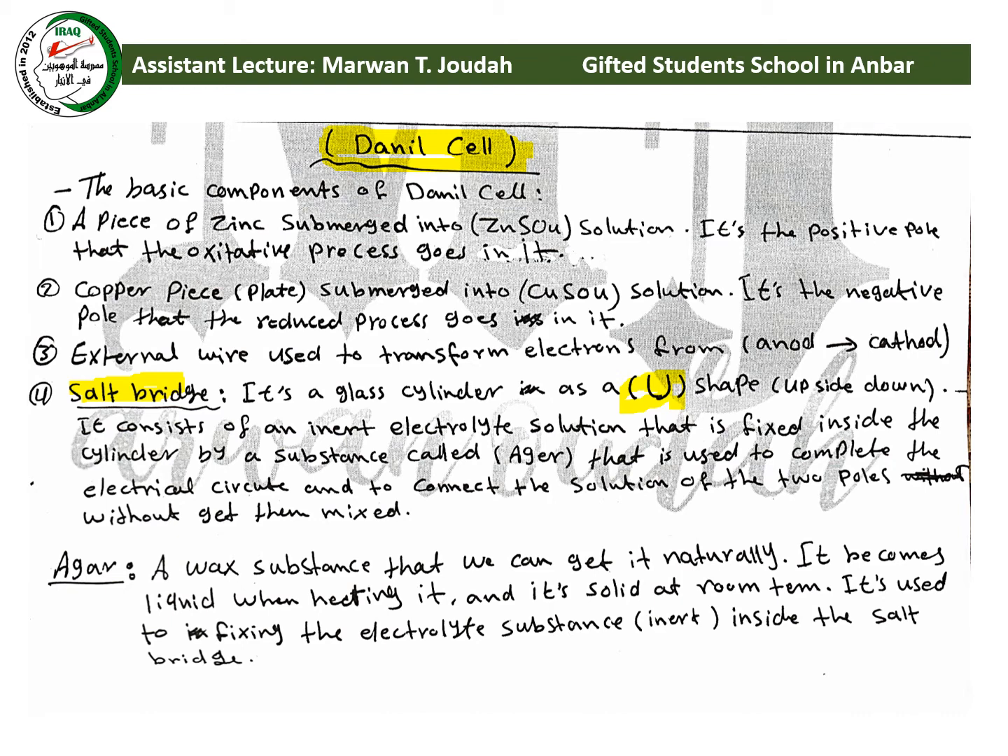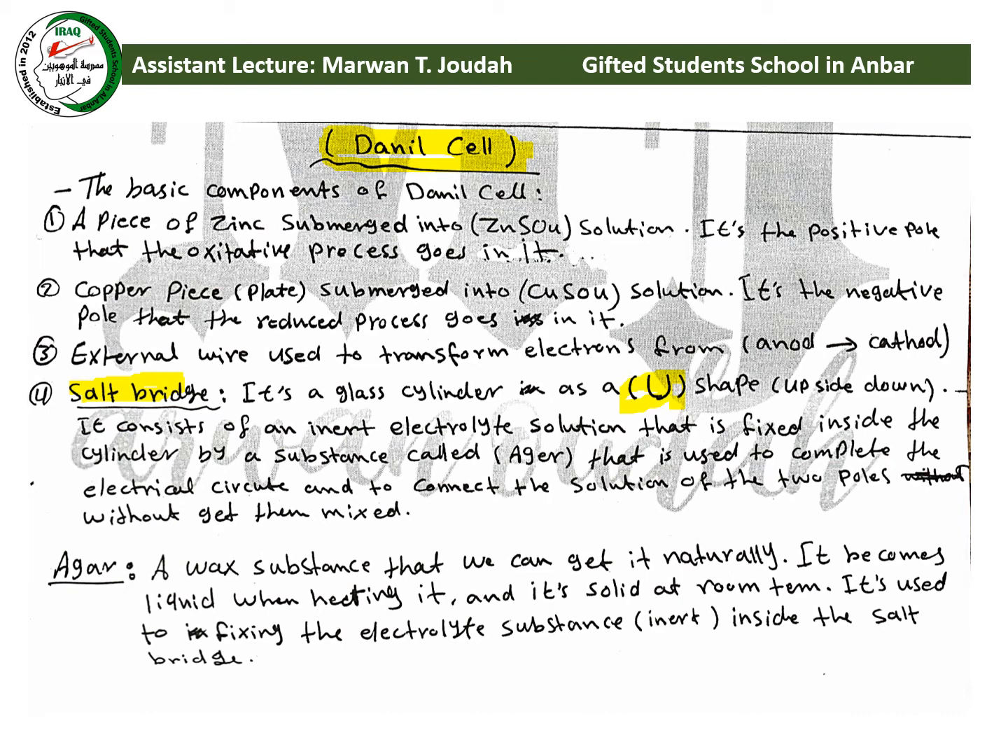So a salt bridge is a connection between two containers. One of them has the Zn as the positive pole, and the other has the negative pole, which is the Cu in a Cu solution. The salt bridge connects the two solutions, it does not allow the two solutions to mix, and as well it completes the electrical circuit, okay?